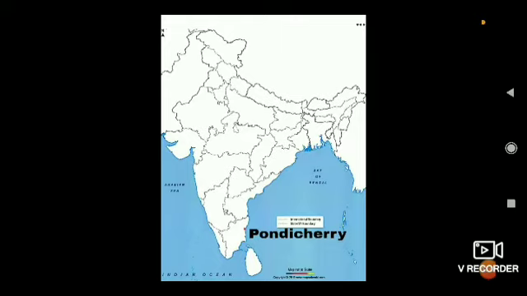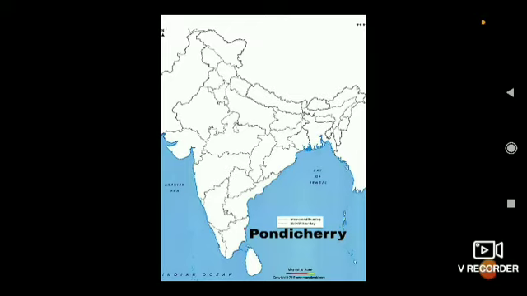So the heading, start writing with a capital letter. The first letter has to be a capital letter. Write using a sharpened pencil. After writing the heading, underline it, double underline using your scale. Okay, you should not underline with your free hands. So the heading is The Union Territories of India.